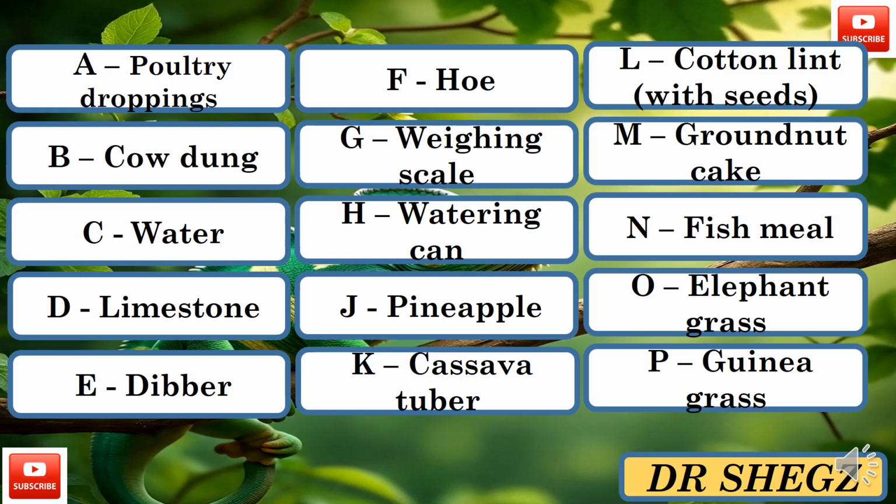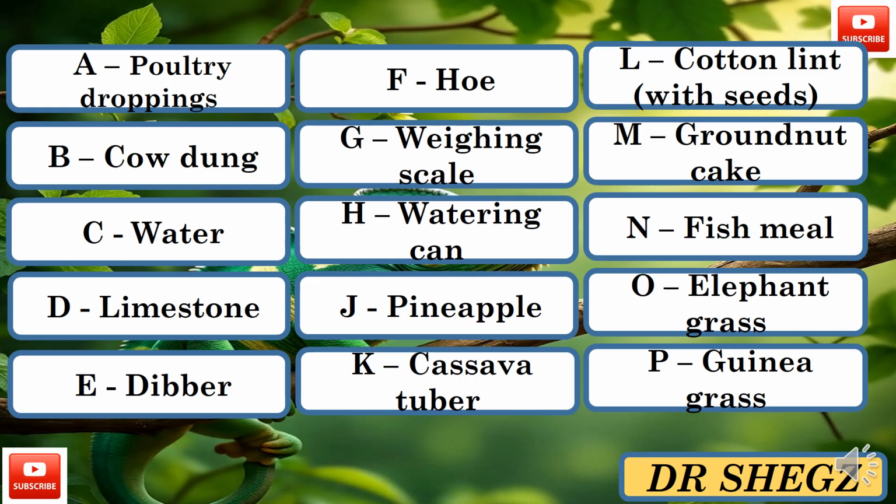Now, these are the specimen for this year. Specimen A, you have poultry droppings. B, you have cow dung. C, water. D, limestone. E, dibber. F, hoe. G, weighing scale. H, watering can. J, pineapple. K, cassava tuber. L, cotton lint with seeds. M, groundnut cake. You have fish meal for N, elephant grass and guinea grass.